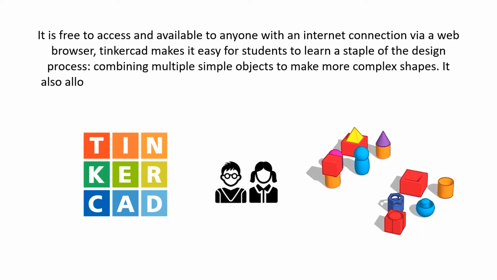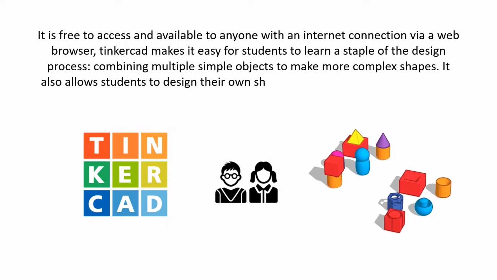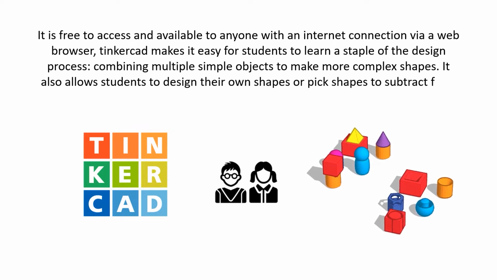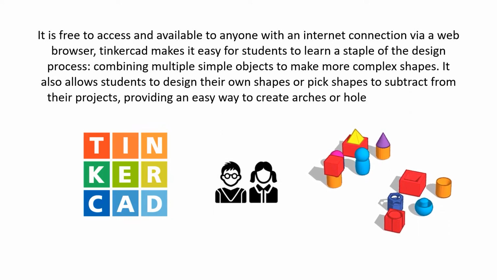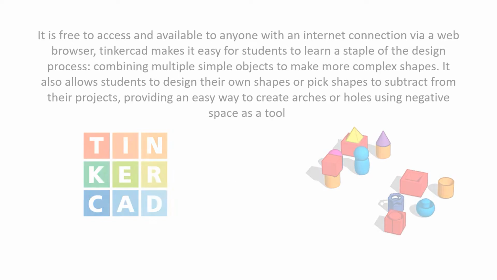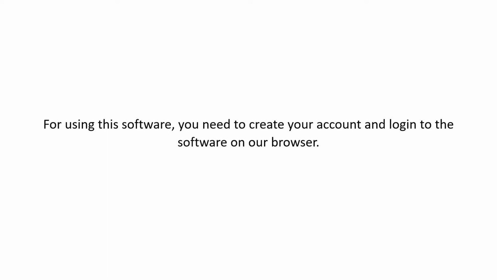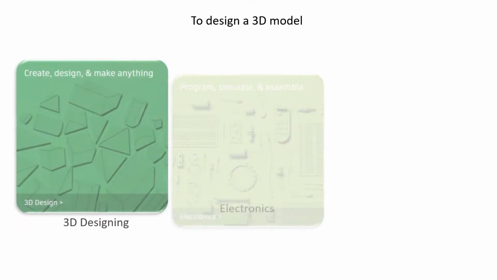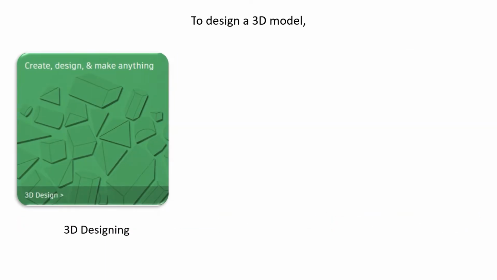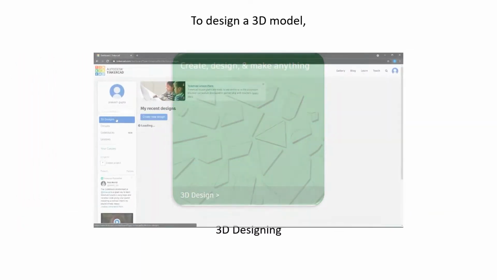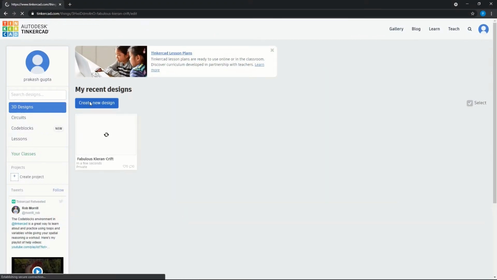It also allows students to design their own shapes or pick shapes to subtract from their projects, providing an easy way to create arches or holes using negative space as a tool. For using this software, you need to create your account and log into the software on your browser. To design a 3D model, we need to select 3D design category and then click on Create New Design. When you click on Create New Design, then the default screen of 3D designing will open.